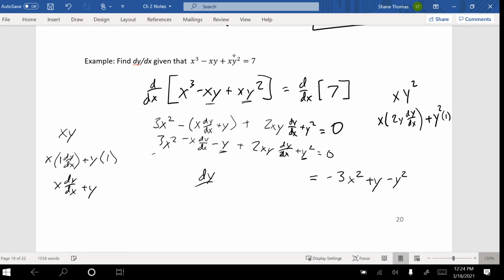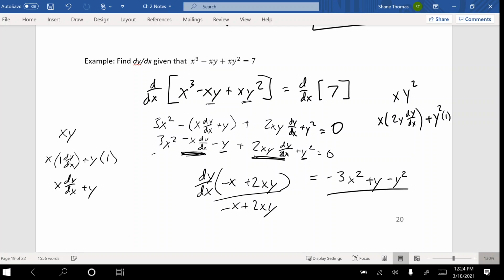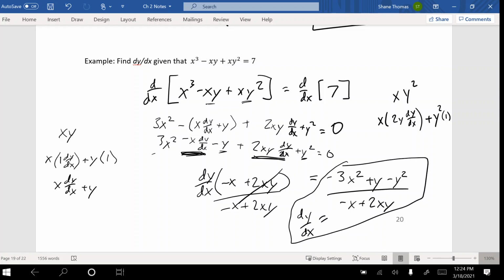That leaves me then with just my two dy/dx terms. So I'm going to go ahead and factor out the dy/dx. What's left from this term? Negative x. What's left from this term? Plus 2xy. Last step, divide it. Negative x plus 2xy. That's gone. So dy/dx is equal to that. There's really no more simplification we can do there.